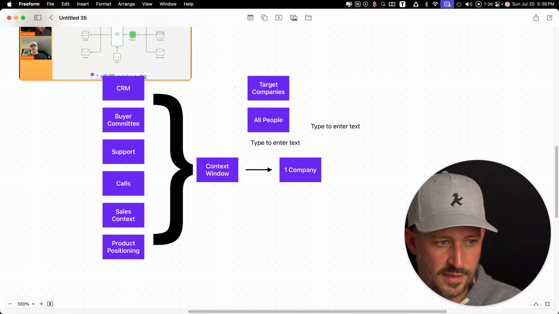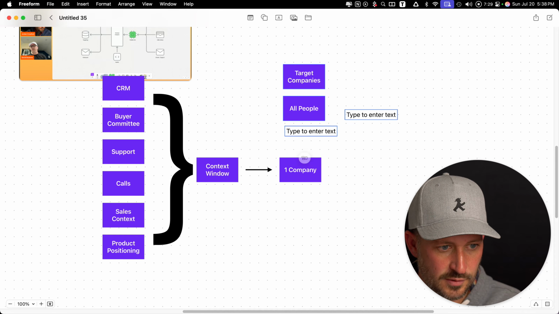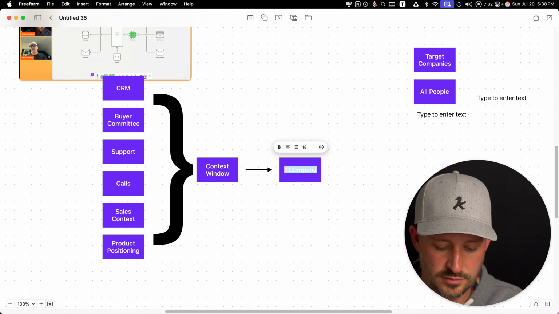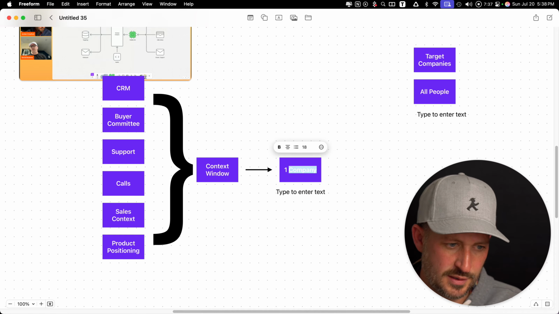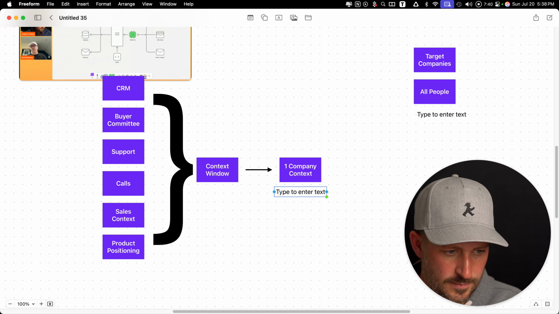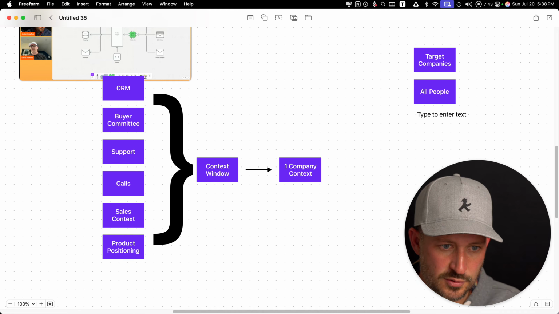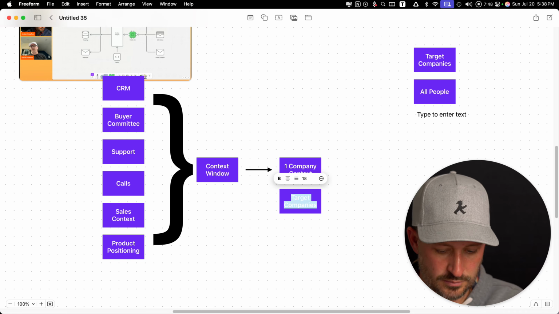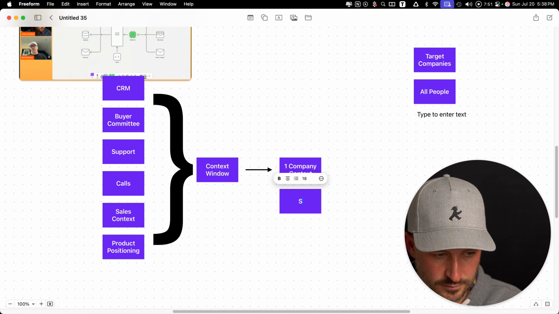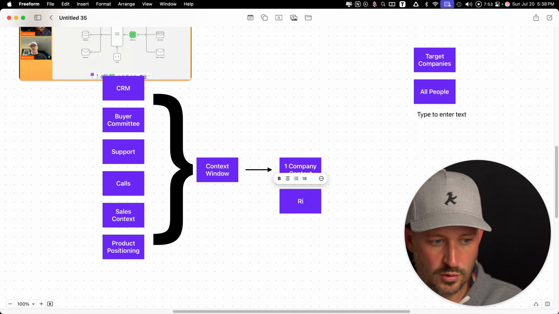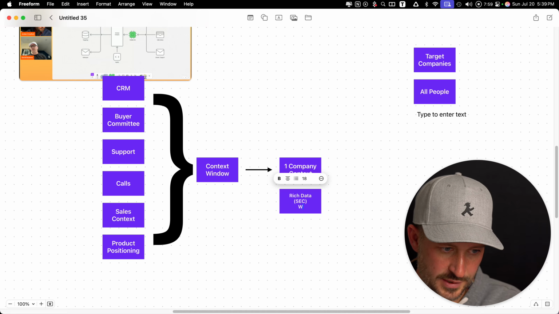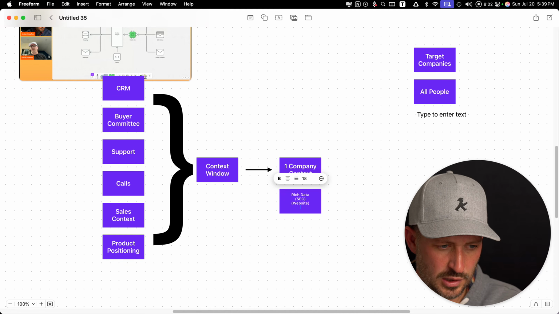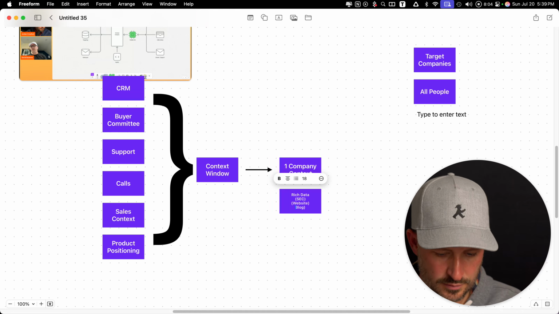Okay. This is what you want to do. This is what this is going to include: one company context. And within the sort of one company context is probably going to be SEC data, rich data, SEC, website, blog, etc.